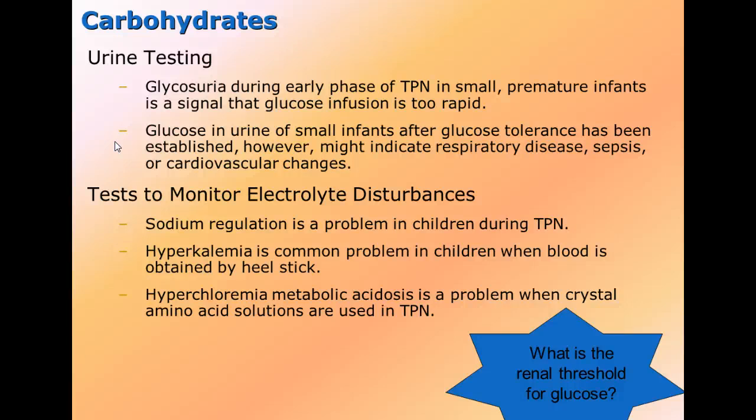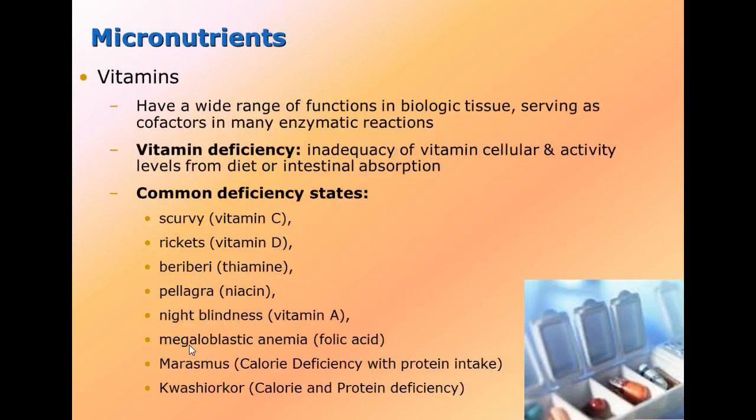We also have tests to monitor electrolyte disturbances during TPN. Sometimes children getting TPN can have sodium issues. We can see this is not exactly a TPN issue, but hyperkalemia is a common problem in children when we get the heel stick. In hyperchloremia, metabolic acidosis is a problem when amino acid solutions are used. So, all in all, what you need to know from this is that TPN needs to be monitored very carefully to make sure these levels are not being detrimental to the patient.